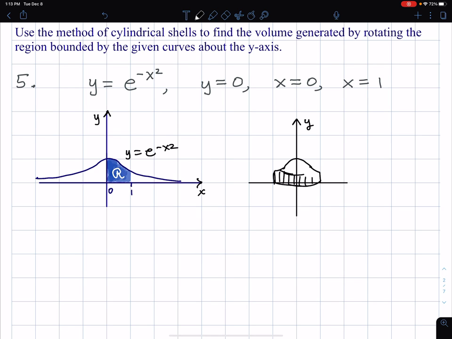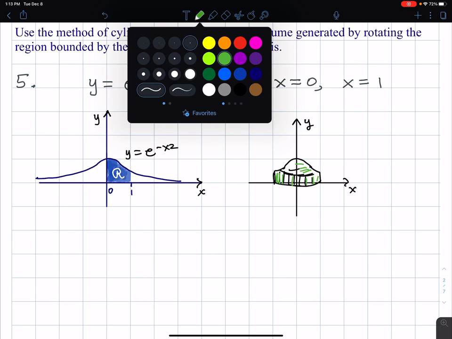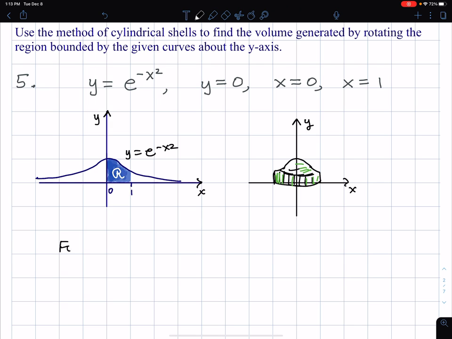But this is pretty well set up. Sketching the solid may be a little difficult, but we're essentially moving on to the formula for the shell method.